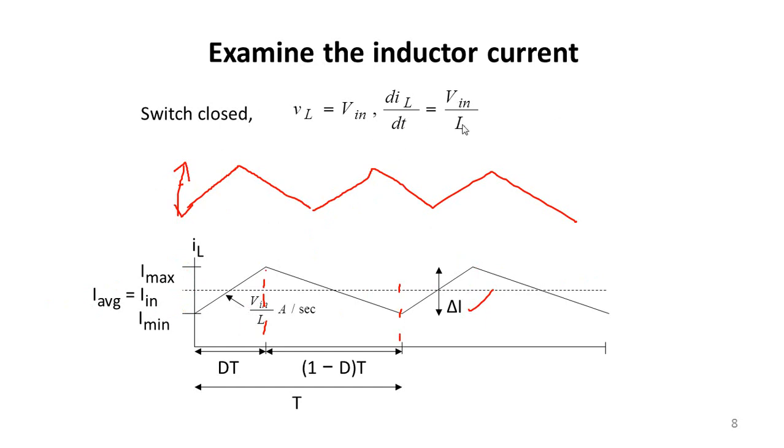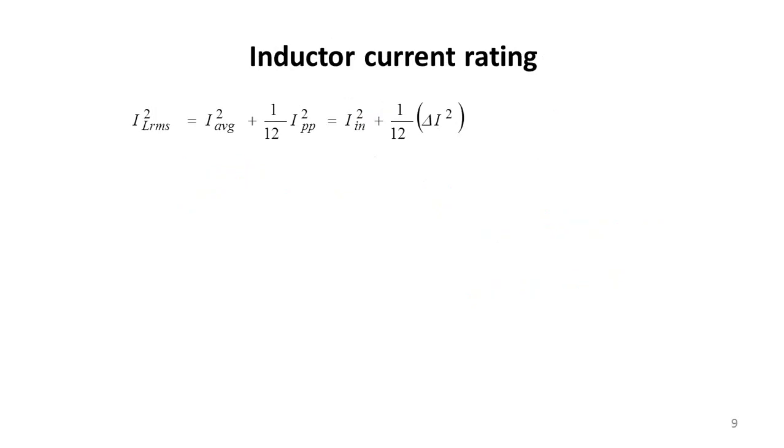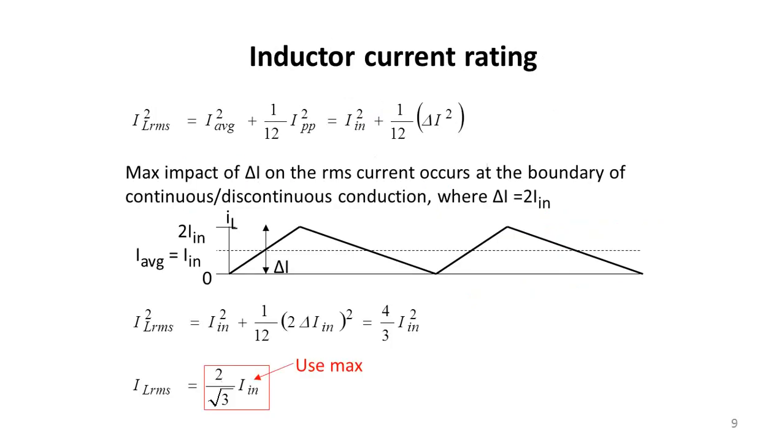When the switch is closed, VL is equal to V in, so di by dt is V in by L. This is what we have written. Similarly, when the switch is open, VL is equal to V in minus V out. This is all a simple concept, which you have already studied in your power electronic circuits. So these are simple design procedures to design your inductor current. As you know this inductor current delta I, how to design this? You have to take the RMS value.